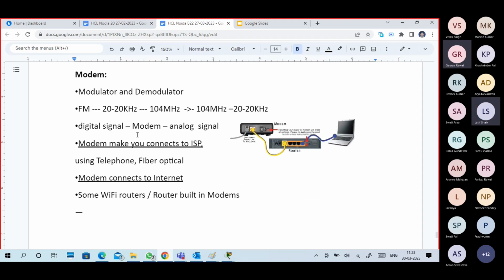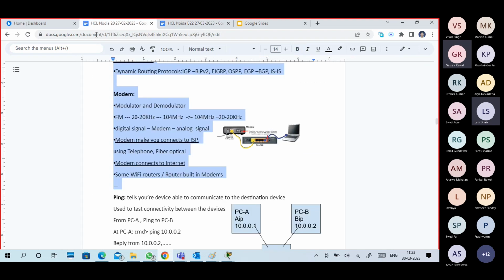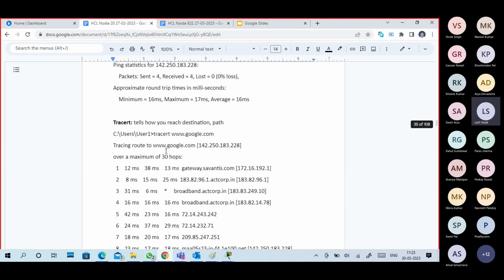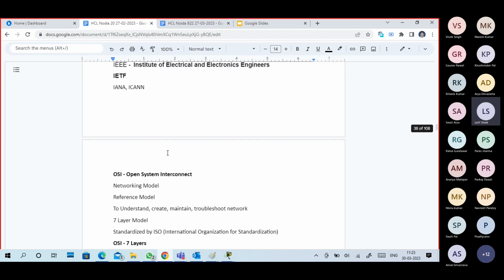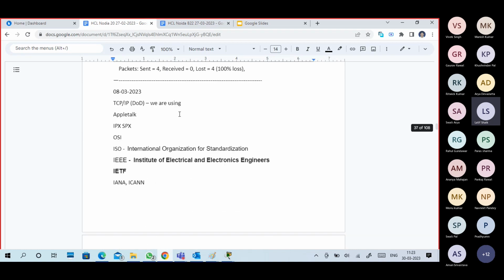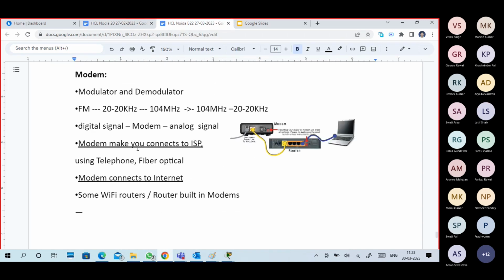The next is the modem. Okay, after modem, guys, I will tell about ping and tracert. What is the ping command, what is the tracert command, then we will start other things. Okay, what is this modem? Modem means modulator and demodulator.